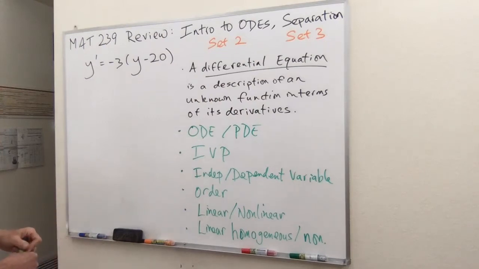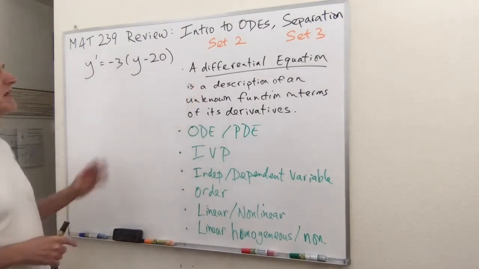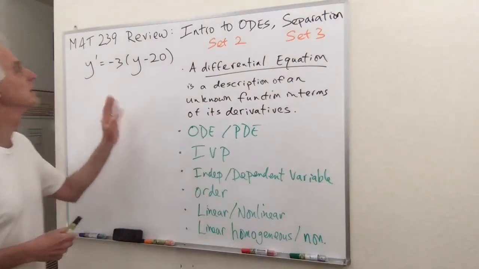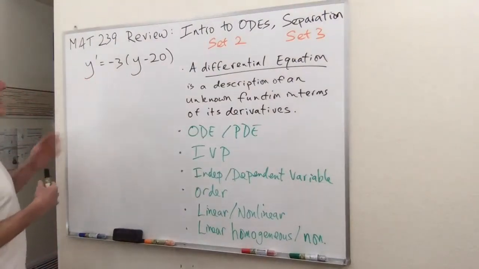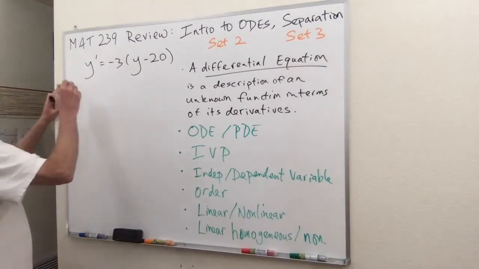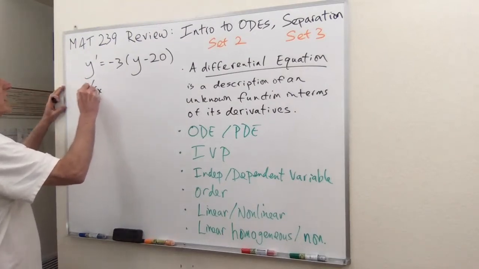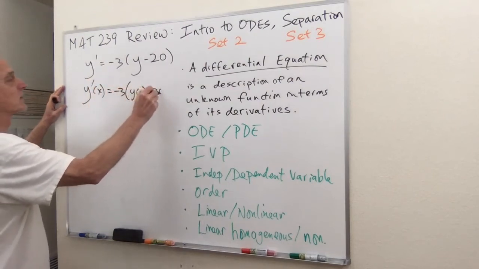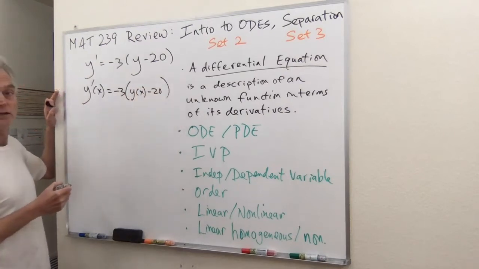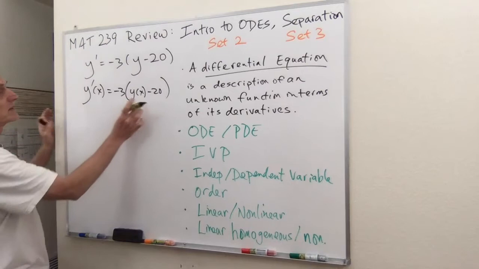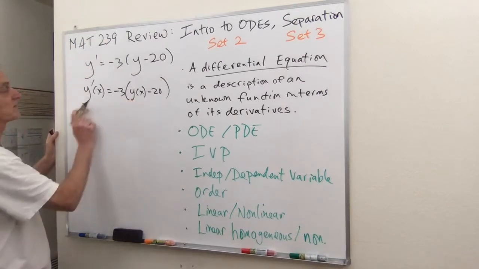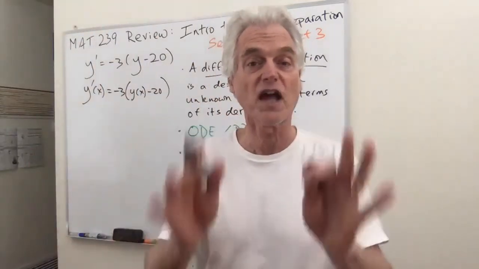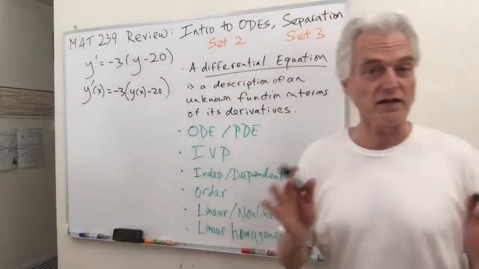So let's go on and talk about this. A differential equation is a description of an unknown function in terms of its derivatives. So there's this function. Now, we don't know if it's y of x or y of t. It could be y of x. So what this is really saying is y prime of x is minus 3 times y of x minus 20. This is really what that means. There's some function of x on the left and a function of x on the right, and those two functions have got to be the same in order to have a solution.